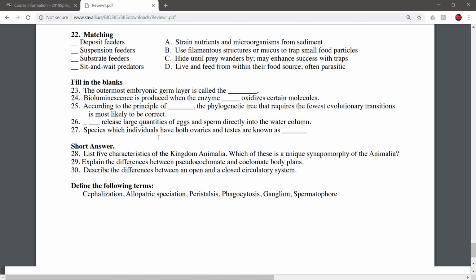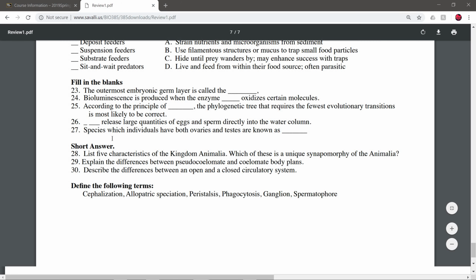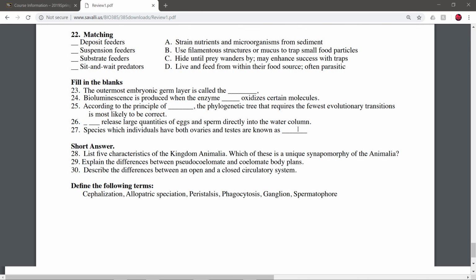Number 27, species in which individuals have both ovaries and testes are known as blank. There are actually two answers here that I would accept. Monoecious. Dioecious means there are two kinds; monoecious means there's one kind that has both. So that keeps that straight. What's another word we often use instead of monoecious? Hermaphrodites, or hermaphroditic.